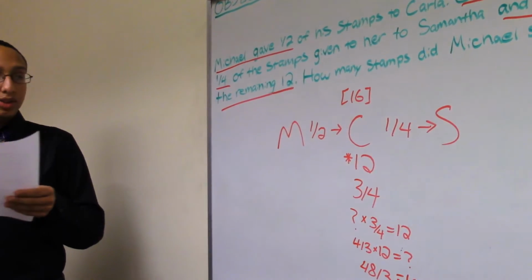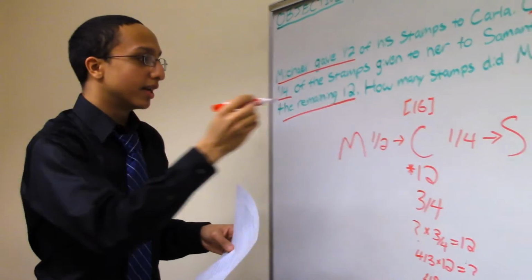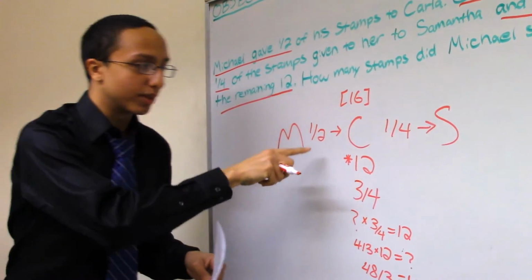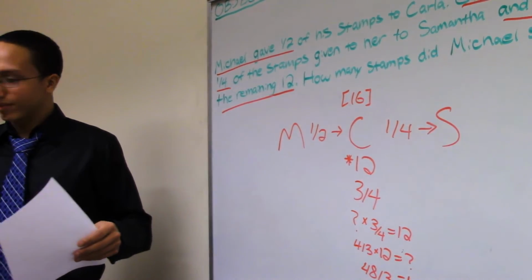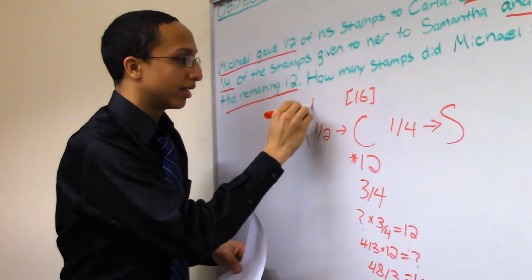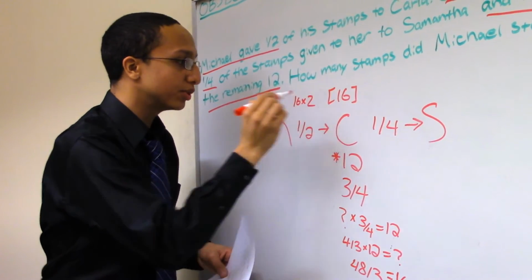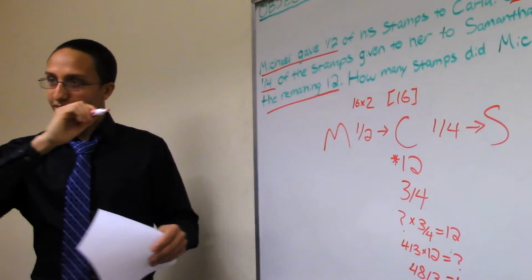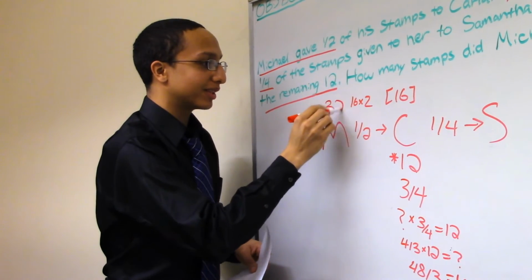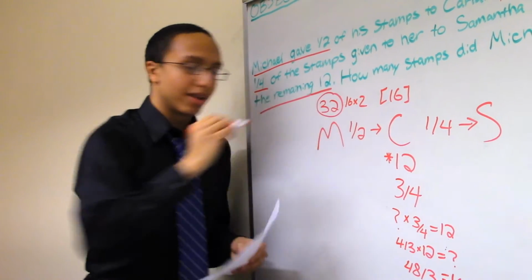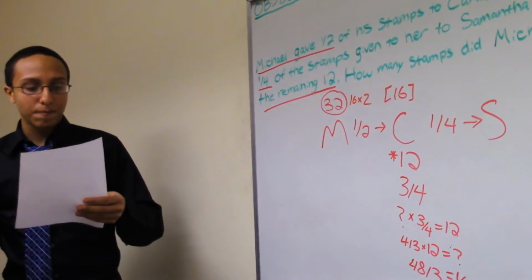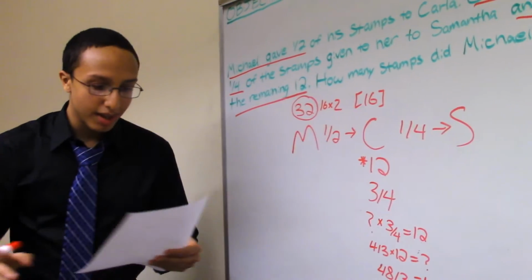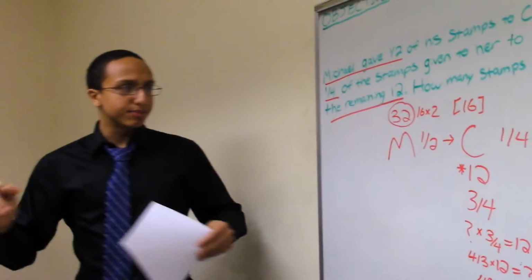So we're continuing to solve the problem, step number 5. So if we did the reciprocal, what do we do now, Casey? Times 16 by 2. Yes, so 16 times 2 is what, Laura? 32. Perfect. So Michael originally started with 32 stamps. So we showed our work, but now we have to check our answer.